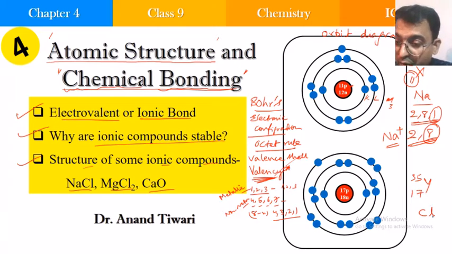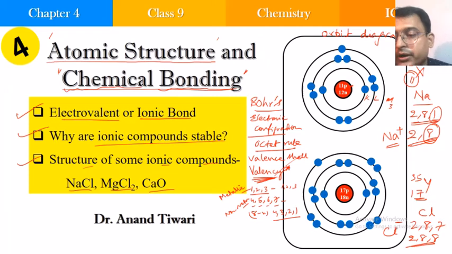So what about chlorine? Chlorine is 2, 8, 7 because 2 plus 8 is 10, plus 7 is 17. So for 7, what will happen? It can gain an electron. When it gains an electron to attain this kind of configuration, it will become negatively charged. So positive charge is a cation, negative charge is an anion.